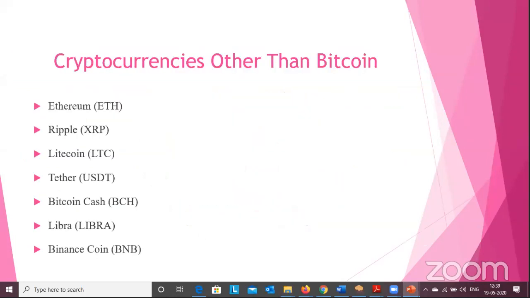Now we have discussed Bitcoin. Now here are the other cryptocurrencies. Not only Bitcoin, there are around 1,000 cryptocurrencies that exist in the world. The important cryptocurrencies other than Bitcoin are Ethereum, Ripple, Litecoin, Tether, Bitcoin Cash, Libra, and Binance Coin. So these are other popular cryptocurrencies besides Bitcoin. The cost of Ethereum or Ether is around 11,000 now.